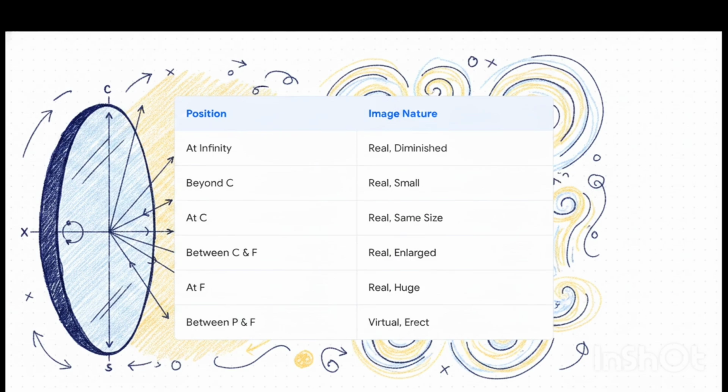If you look closely at this data, a seriously cool pattern emerges. The image created by a concave mirror completely shapeshifts depending on where you put the object. As you move an object progressively closer to the mirror, the image shifts from being real and tiny to real and same-sized to real and massive. And then, magically, if you push the object super close, right between the pole and the focus, it suddenly flips. It becomes a virtual, right-side-up, and highly enlarged image behind the mirror.